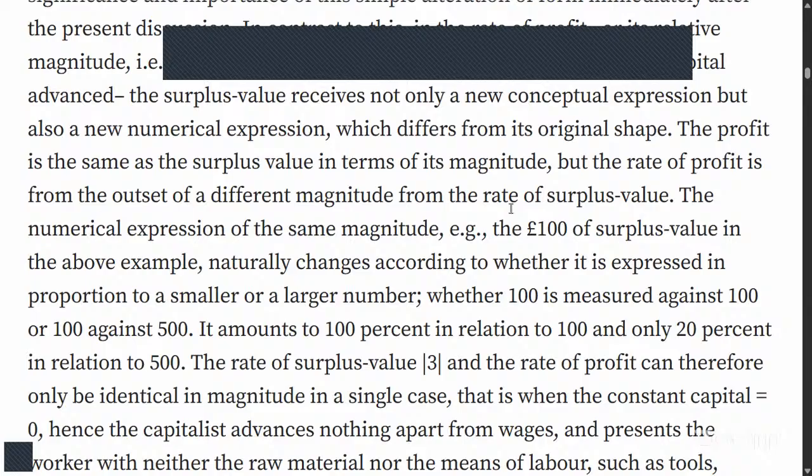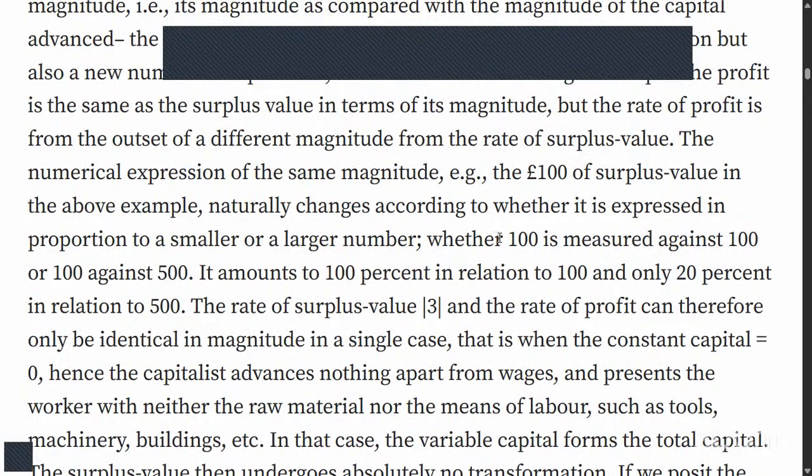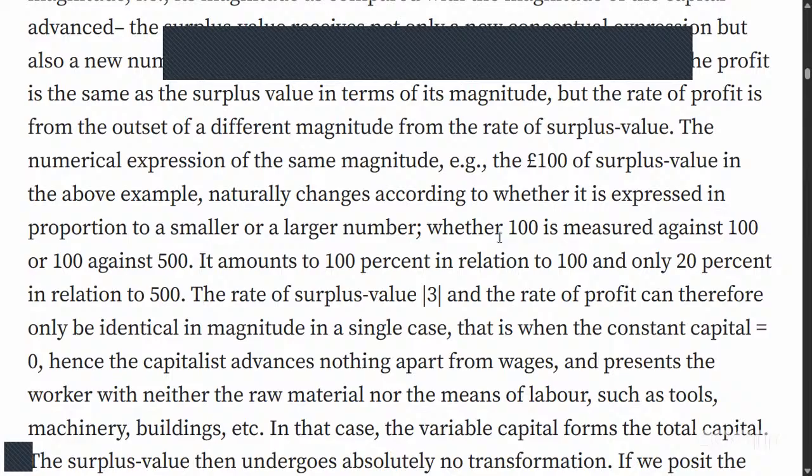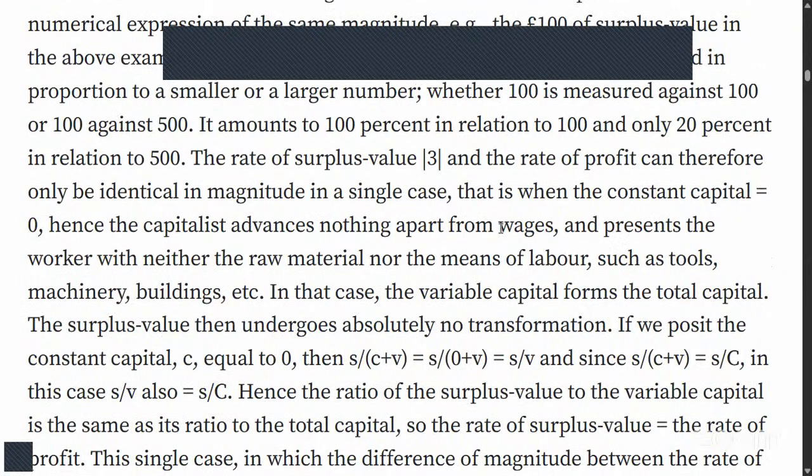Hence, the capitalist advances nothing apart from wages. See, normally, you'd advance raw materials or machinery or whatever, and present the worker with neither the raw material nor the means of labor, such as tools, machinery, etc., buildings, etc. In that case, the variable capital forms the total capital. The surplus value then undergoes absolutely no transformation.